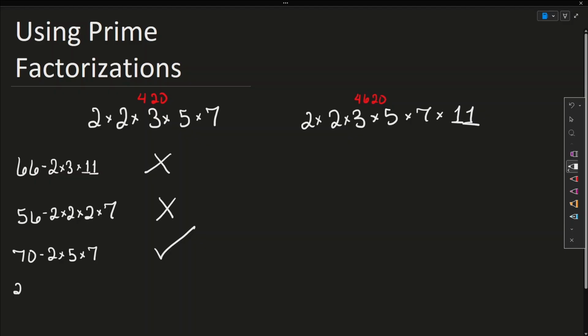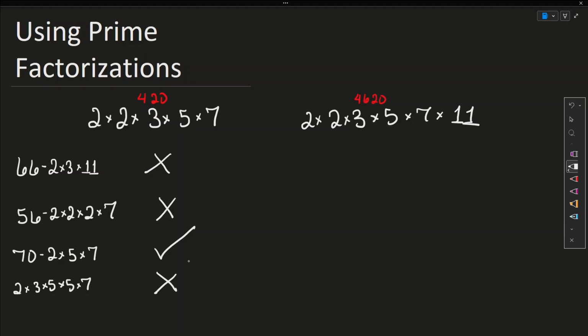What about the number that breaks up into 2 times 3 times 5 times 5 times 7? Well, this product contains 2 5's, and 420 only has 1 5. So 420 is not divisible by that number.